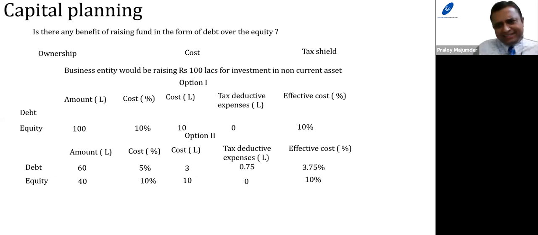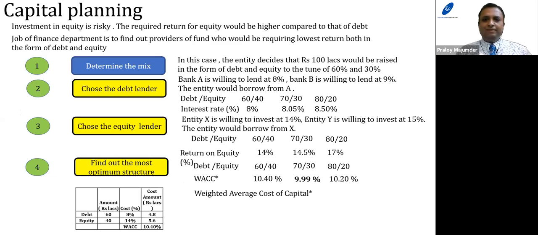So when an entity is raising funds in the form of debt, it gets 3 benefits: the ownership benefit, the cost benefit because the required return on debt would be lower, plus it will also get the tax shield. So when we calculate the weighted average cost of capital here, this is inclusive of tax shield, because the interest rate I have taken is inclusive of tax shield. So what does it mean? It means that weighted average cost of capital factors in the cost after the impact of tax shield.